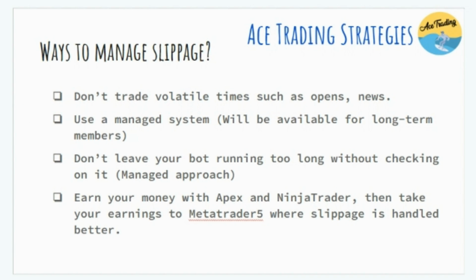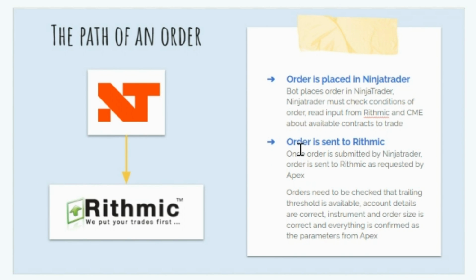So if we want to go a bit more detail here, let's talk a bit about the path of an order and why we do get this slippage. Like, why do some people get their orders in quicker than others? Well, if you think about your order, when you place an order on the right-hand side here, if you place an order in NinjaTrader, first of all, NinjaTrader must check the conditions of the order and read input from Rhythmic and CME about the availability of contracts in the trade. So it's taking that order, initially putting it in, okay?